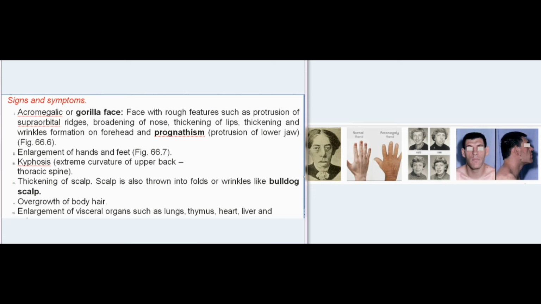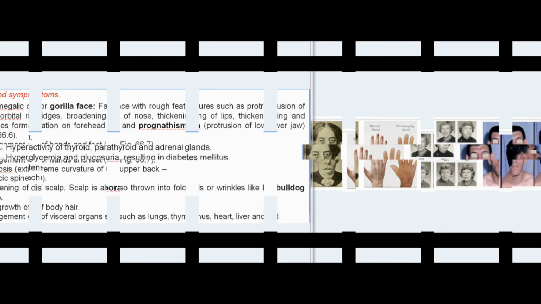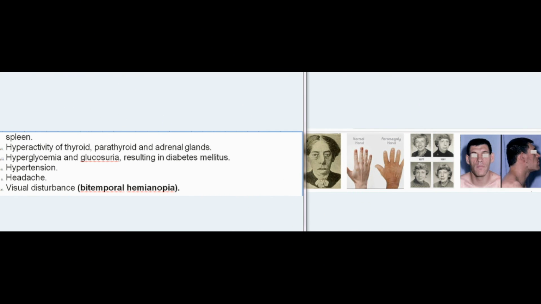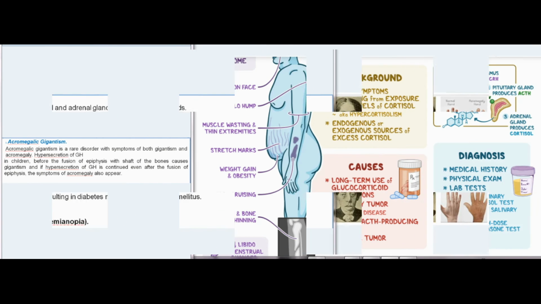Thickening of scalp. Scalp is also thrown into folds or wrinkles like bulldog scalp. Overgrowth of body hair. Enlargement of visceral organs such as lungs, thymus, heart, liver, and spleen. Hyperactivity of thyroid, parathyroid, and adrenal glands. Hyperglycemia and glucosuria, resulting in diabetes mellitus. Hypertension. Headache. Visual disturbance, bitemporal hemianopia.